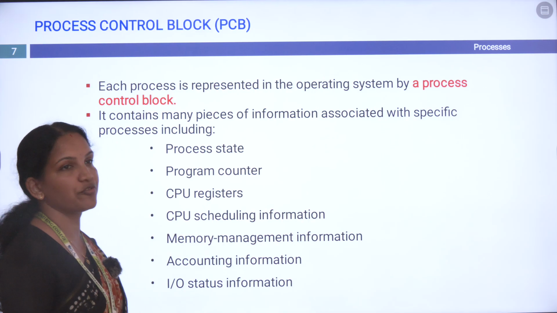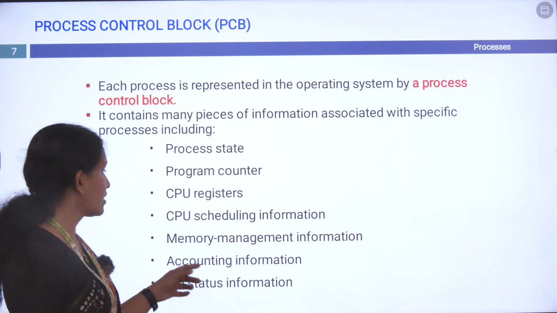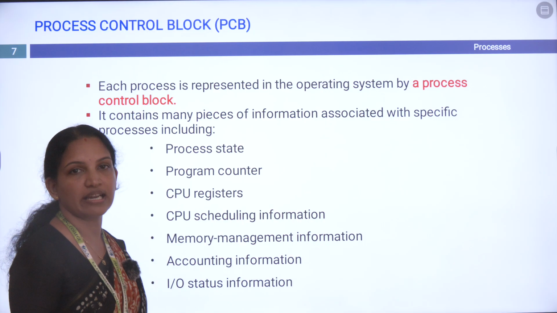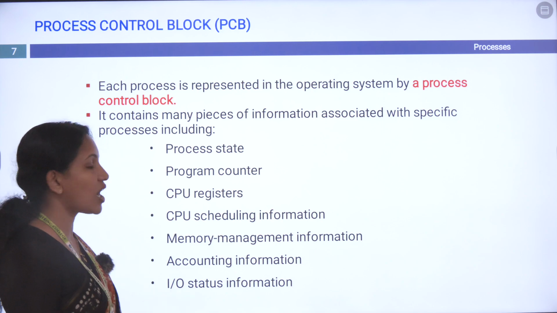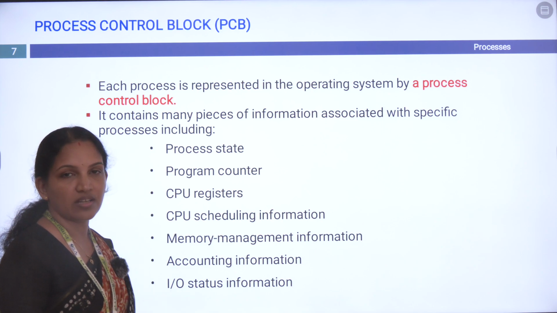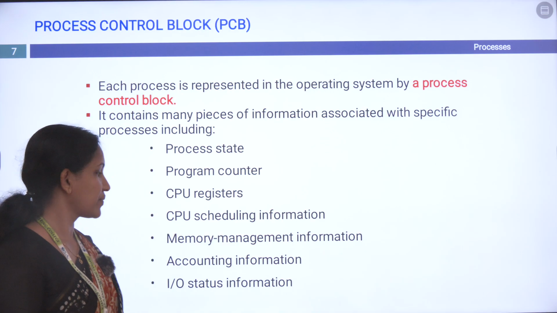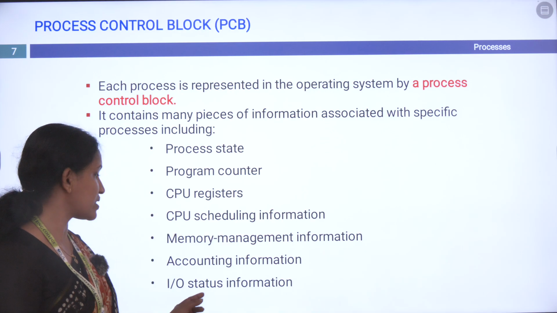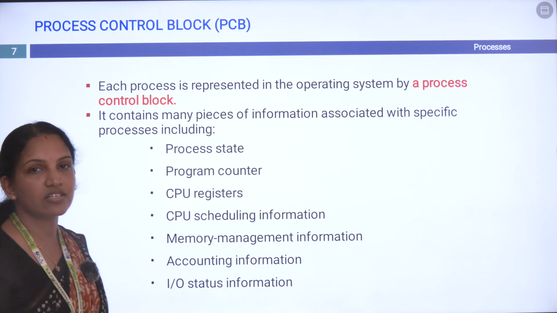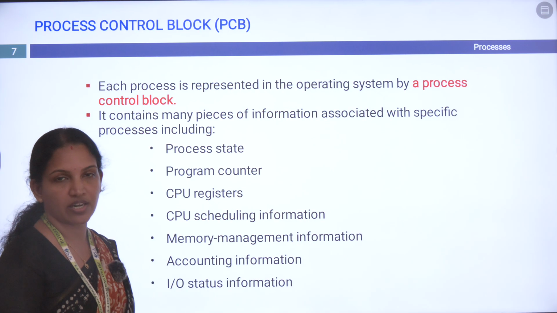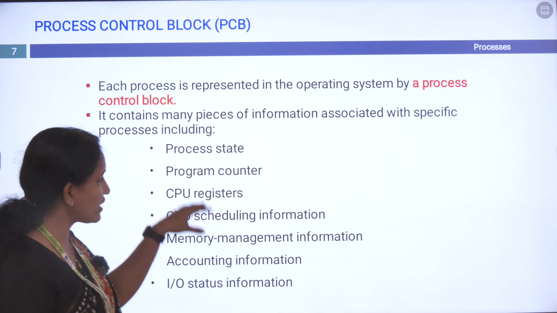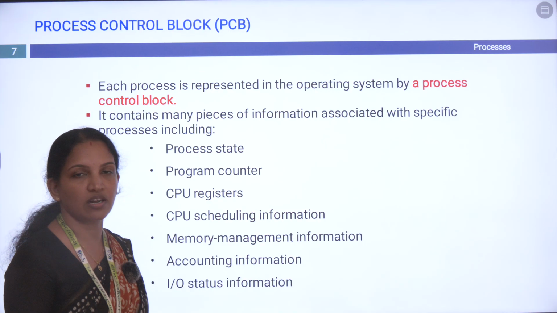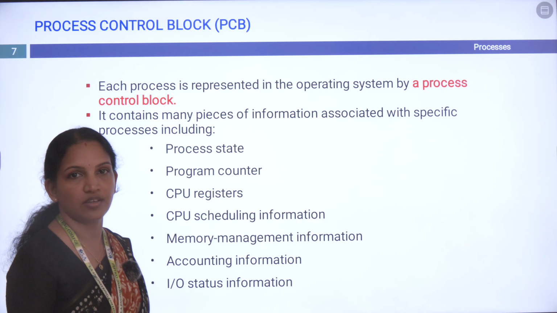Then the CPU scheduling information, like priority. Then the memory management information, like page table and segment table information. Then the accounting information, for example the CPU time utilized. Then IO status information, that is the status of IO devices required for this particular process, or the list of open files required for the execution of this process. So all this information will be stored in the process control block of that particular process.